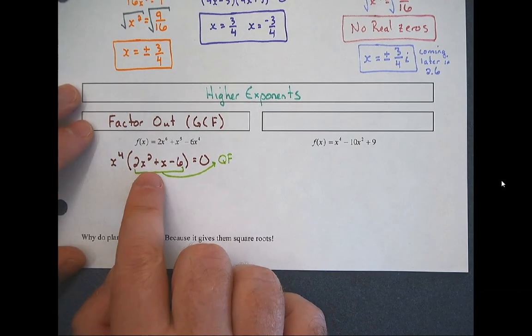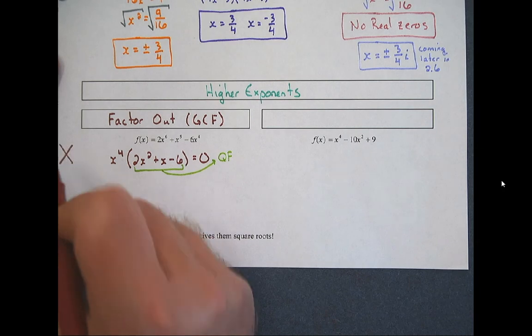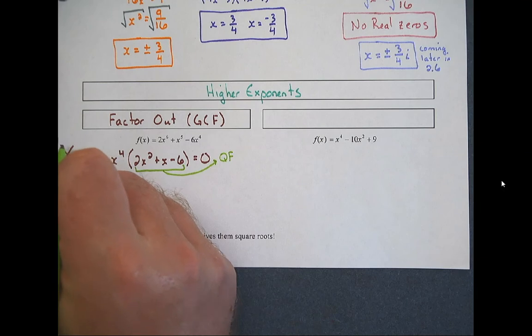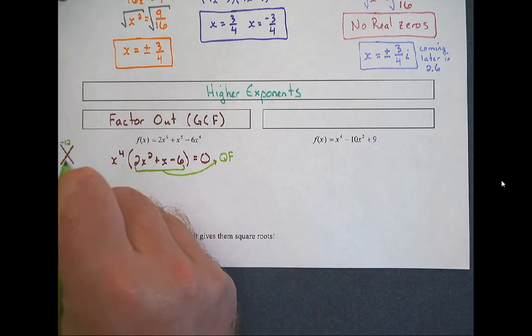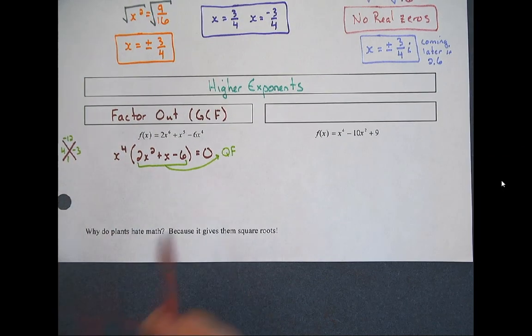Luckily, in this case, this is factorable. Let's just do a quick double check here. This factors into, what's that, negative 12 and 1, so that would be 4 and negative 3. Now, this x to the fourth is still out there. We can't get rid of that.